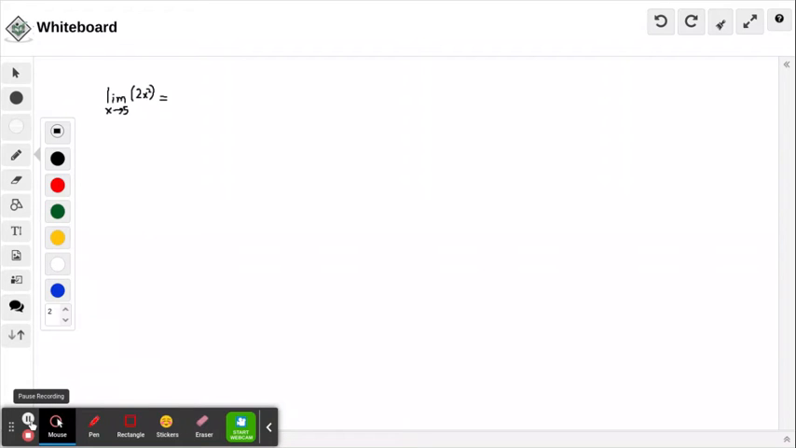All right, here is your second example. I want you to find the limit of 2x squared as x approaches 5. All right, I hope you paused and found that the answer to that question is 50. Let's talk about why 50 is the answer.